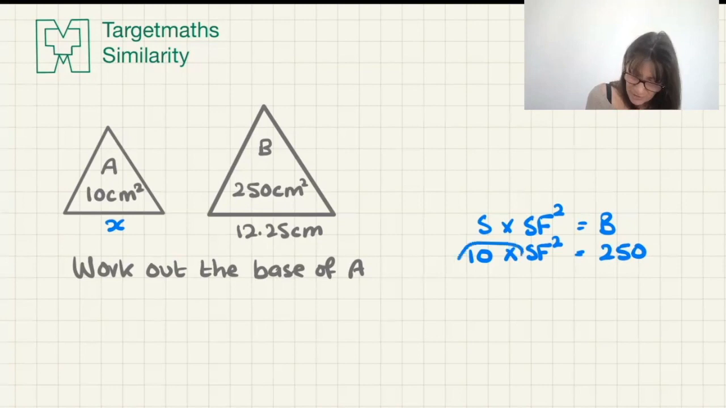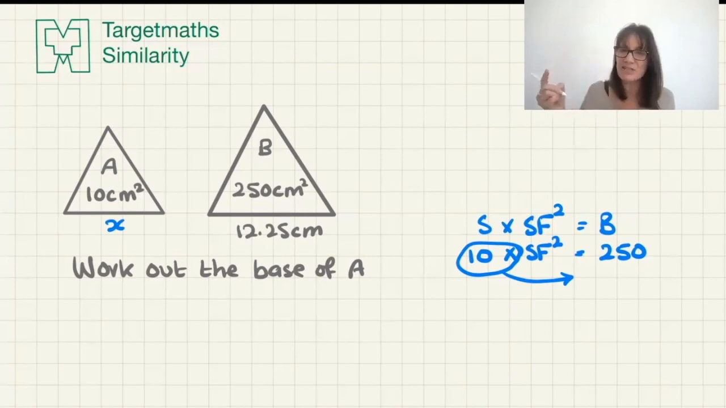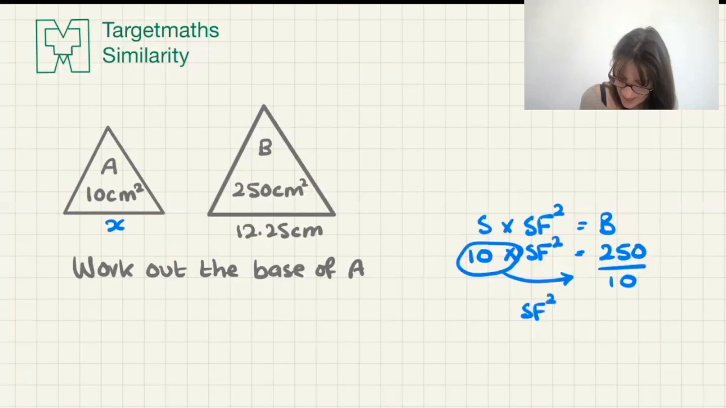I'm going to rearrange to get that scale factor on its own, that number I don't know. You could change it to N or X or a single letter, but I really like keeping it as SF because then I never lose sight of what I'm actually doing. I'm trying to find the scale factor. So I'm going to divide through by 10. Okay, I've now got my scale factor, my number I don't know, squared, and 250 divided by 10 is 25. Square root of 25, and my scale factor is 5.